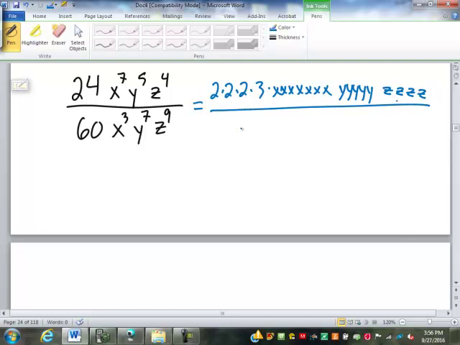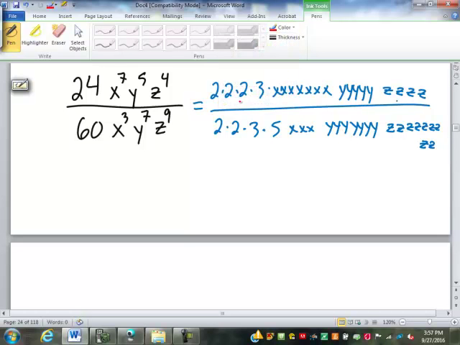60, if I factor it out, I get 2 times 2 times 3 times 5. And then 3 x's. And 7 y's. And 9 z's. Ran out of room there.